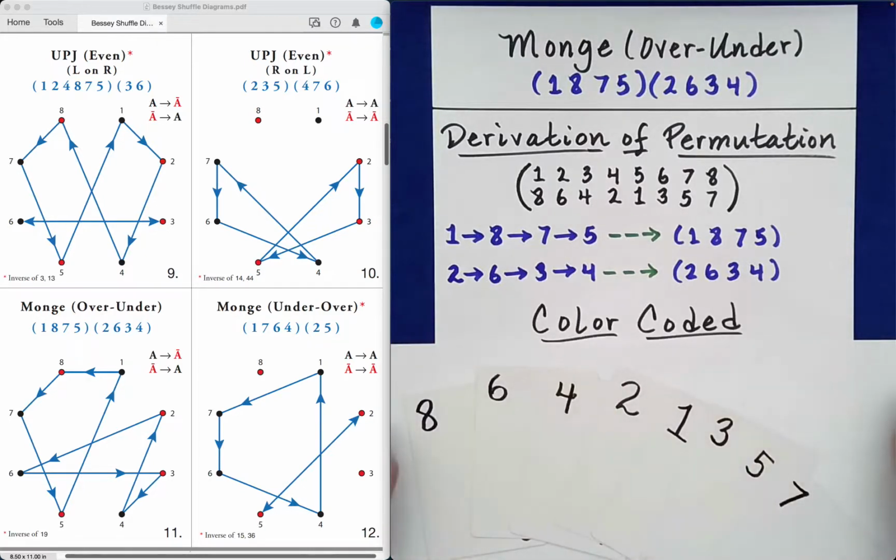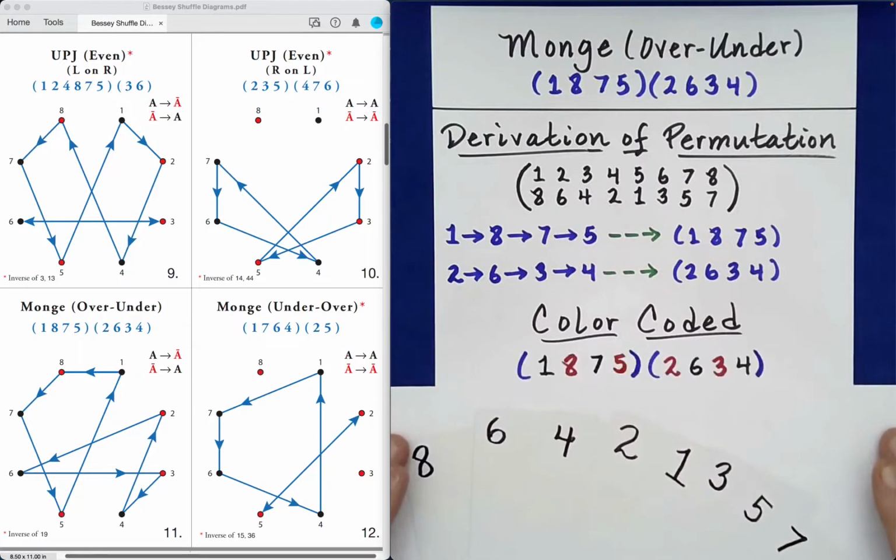Now, if we color code this, we obtain the following, which is quite interesting. So we can see here that inversion has occurred this time. Remember, the position values 1, 4, 6, 7 are color-coded black. The position values 2, 3, 5, 8 are color-coded red. And so we can see that there's an alternation of the colors once they've been color-coded correctly.